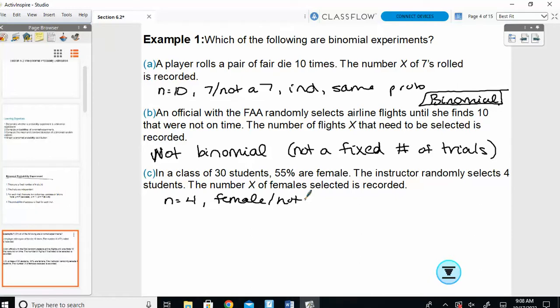So are they independent? No, because once I take that first person out, it changes the probability for the second one. To be binomial, everybody has to be the same probability. So in this case, these are not independent. So that means it is not binomial.